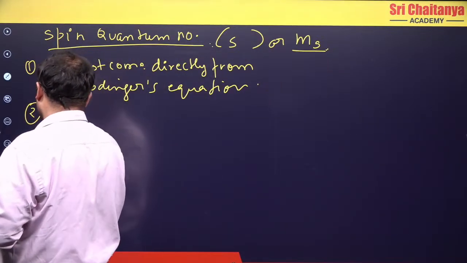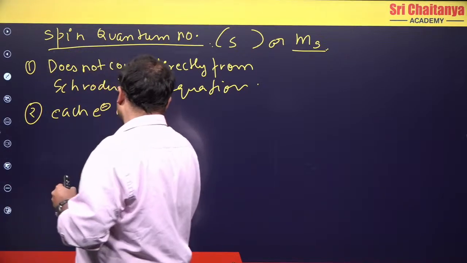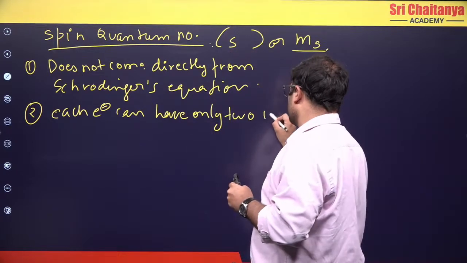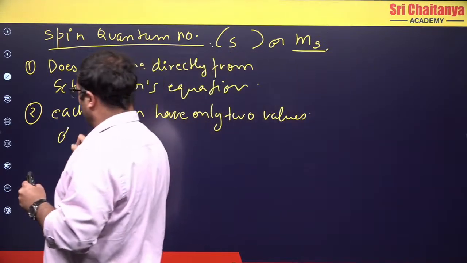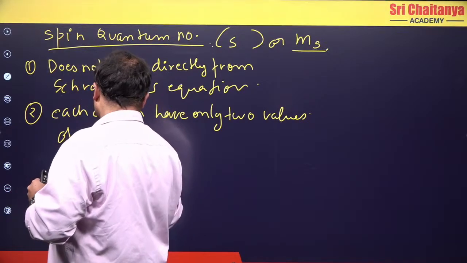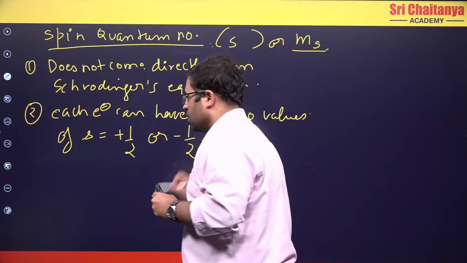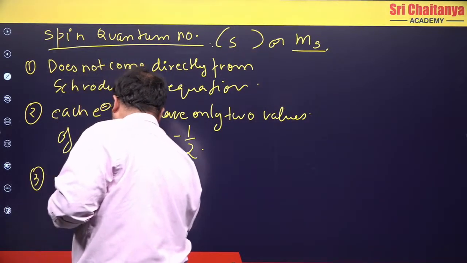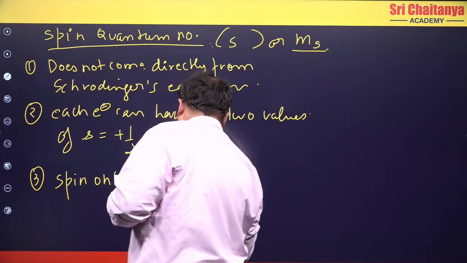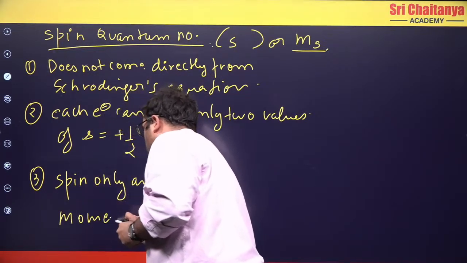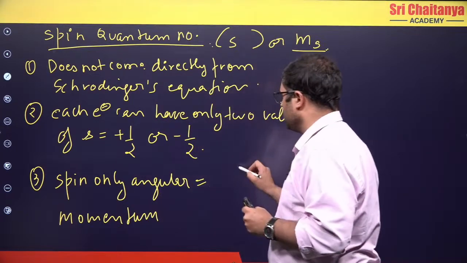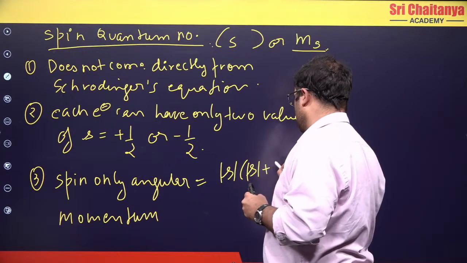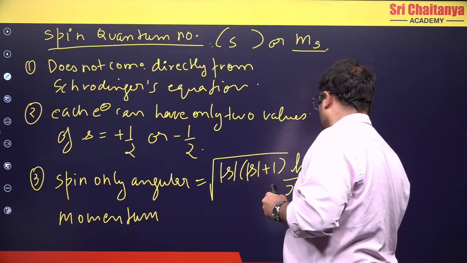So each electron can have only two values of S, that is plus half or minus half, and the spin angular momentum is again √(S(S + 1)) h by 2 pi.